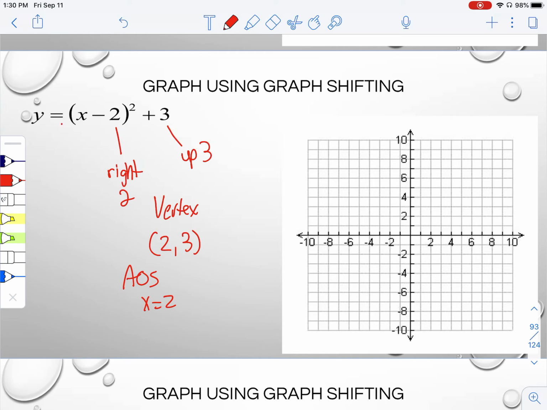The a value out here tells us something too. That is positive, therefore it opens up, and also this a value equals 1, so there is no vertical stretch or compression. All the observations here on the left should reflect on our graph at the right. So you could graph your normal parabola, our parent equation here.